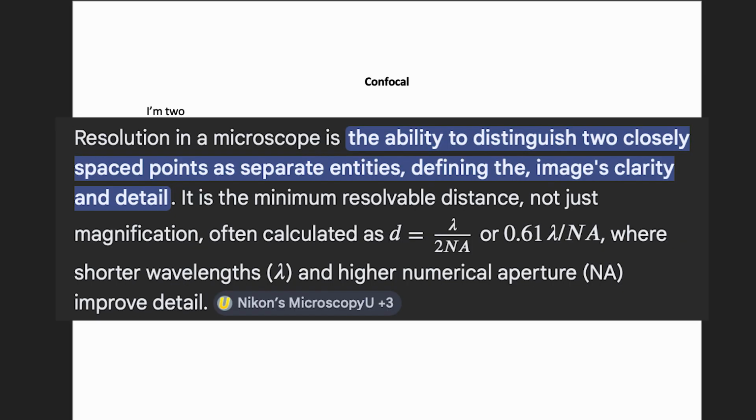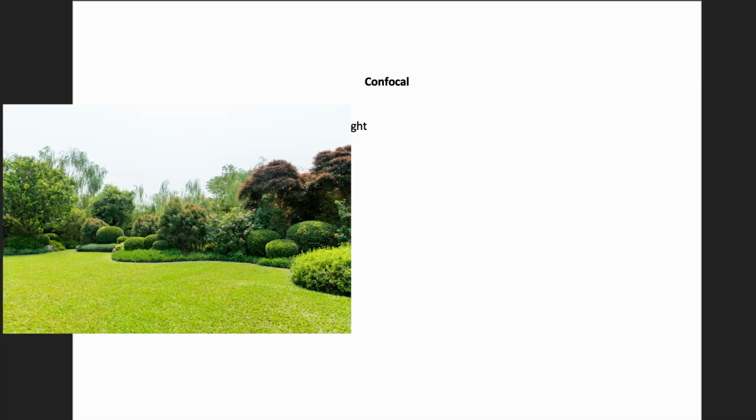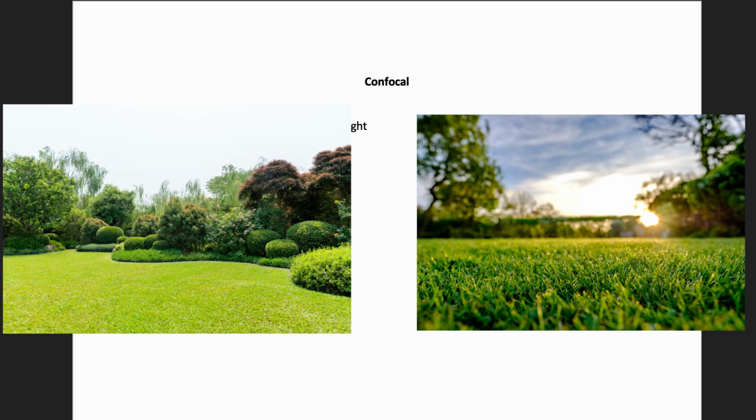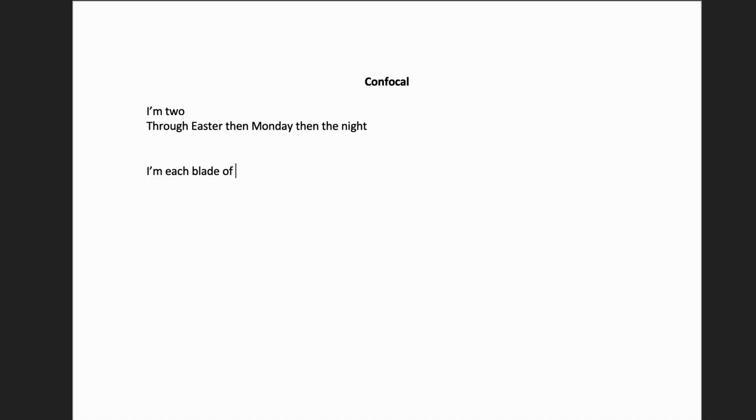So think about like a lawn, right? You have a really big lawn and you have a really bad camera. You take a picture of the lawn and it's a little blurry. You can't really make out the different blades of grass because your camera is bad. But if you have a really nice camera and you take a picture, then you can see each individual blade of grass and you can distinguish them from one another. That is resolution. Having higher resolution is being able to see the individual blades of grass. So, widefield microscopy doesn't have amazing resolution, but confocal microscopy increases resolution.